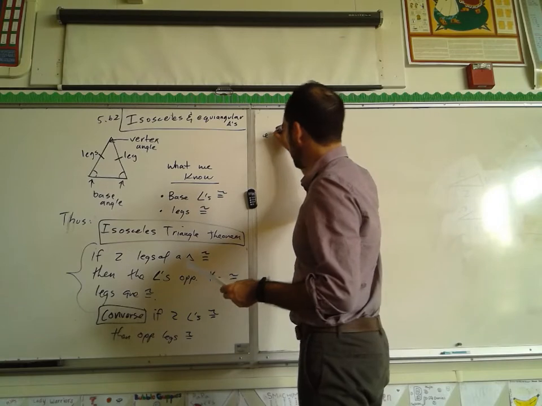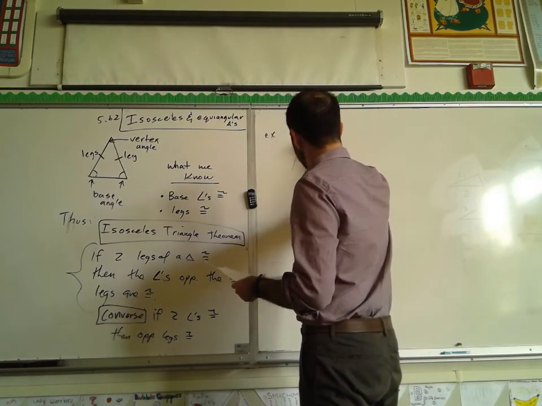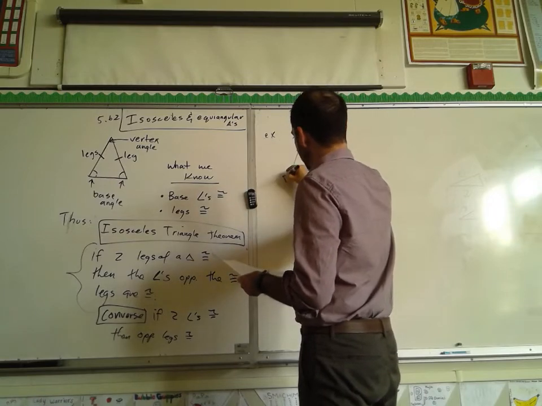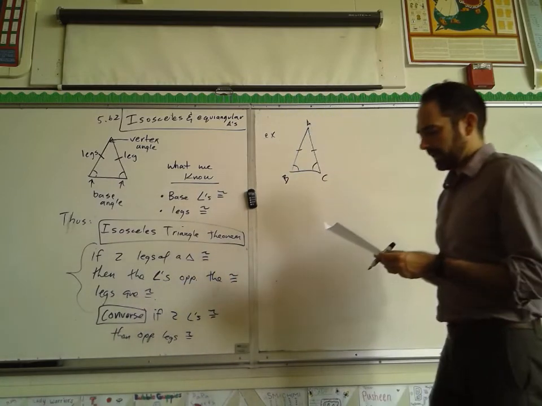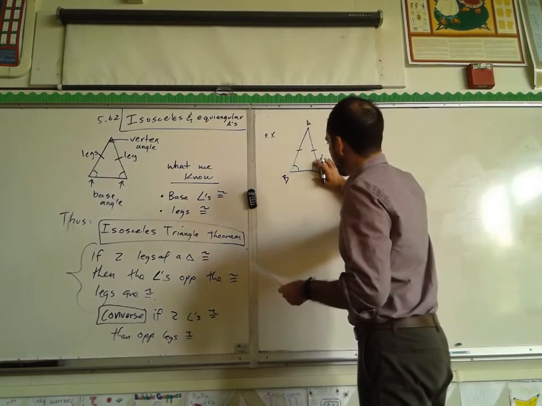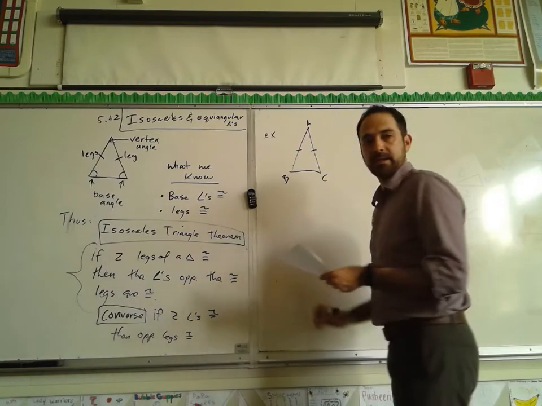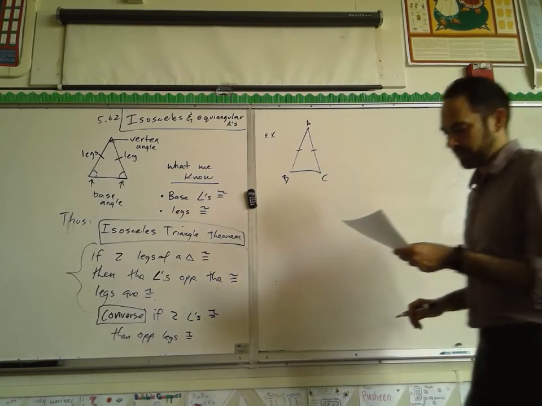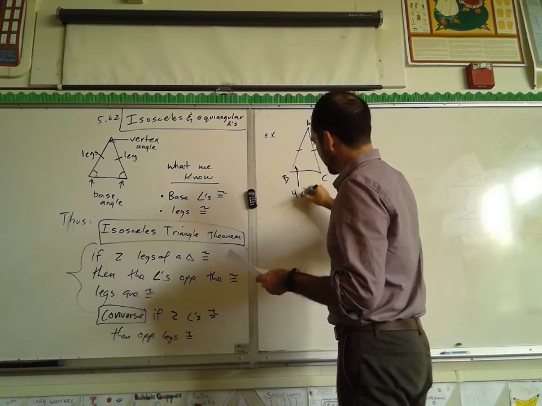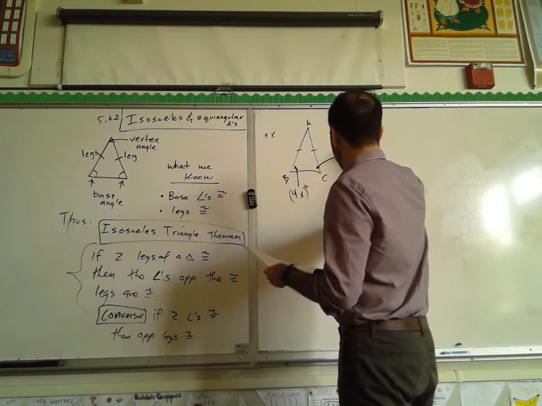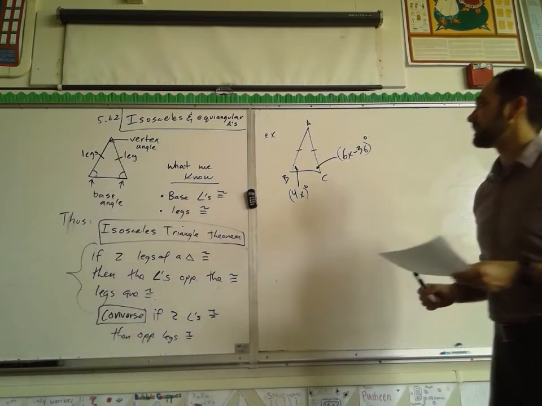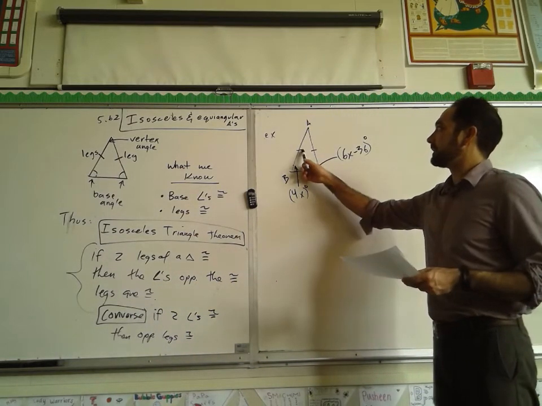Again, no need to have perfect triangles. Here we go. We've got triangle ABC. Actually, let's say that we don't know, so go ahead and erase those base angles being congruent. But what we know is that this angle is 4x degrees. This angle is 6x minus 36 degrees. From this, we can deduce that these two legs are congruent.